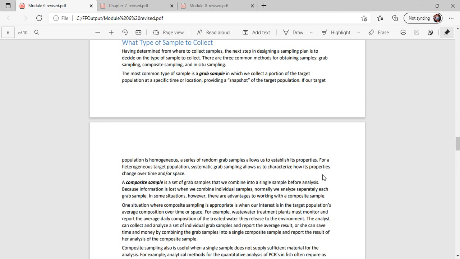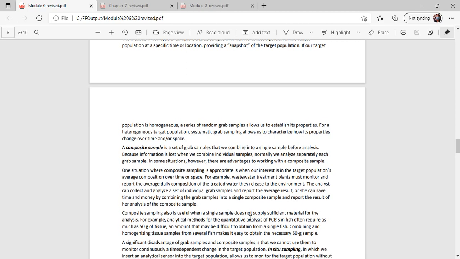Now, for your composite nga sample, okay, it is a set of graph nga samples that we combine into a single sample before analyzing. Okay, because information is lost when we combine individual nga sample. Normally, we analyze separate each graph sample in some situation. However, there are advantages in working with a composite nga sample. In one situation where your composite nga sampling is appropriate is when our interest is in the target's population's average composition over your kaysa sa imo nga time kag nga space or iyang location.